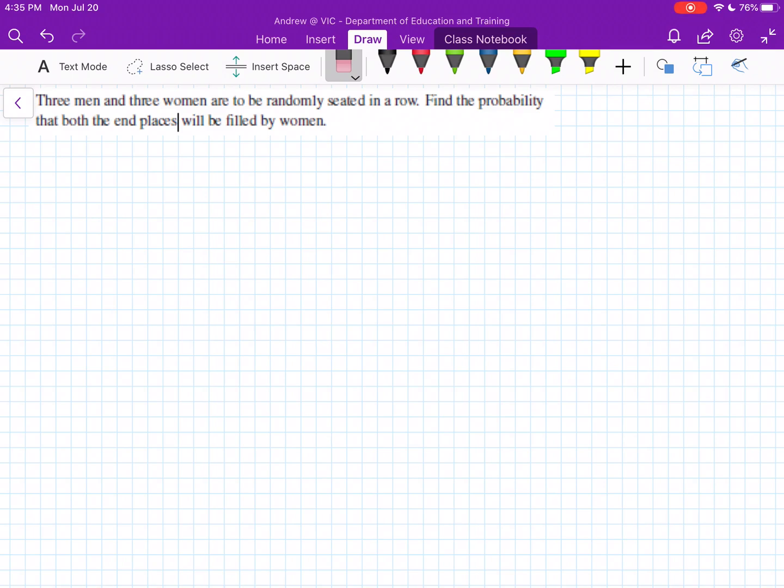G'day everyone. So in this video here, we're going to be looking at applying probability questions. So 3 men and 3 women are to be randomly seated in a row. We're finding the probability that both end places will be filled by women.